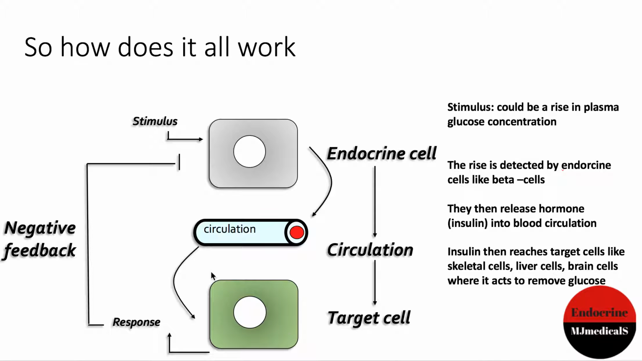Now, as this process goes along, the plasma concentration of the glucose eventually drops. So therefore, once it gets to the norm, what happens is a negative feedback. So the negative feedback means that the endocrine cell is no longer stimulating any more release of insulin. Stimulus is defined as anything that can cause a change in the normal levels of the environment.